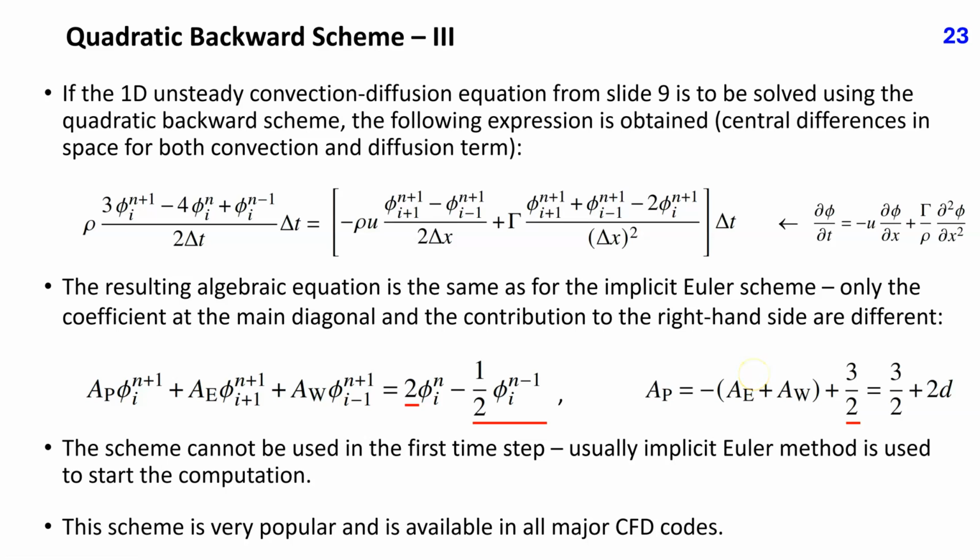The implicit Euler scheme does not have this contribution from time level Tn-1. Here is 1 instead of 2, and here is 1 instead of 3/2. The scheme cannot be used in the first time step. Usually, implicit Euler method is used to start the computation. This scheme is very popular and is available in all major CFD codes.